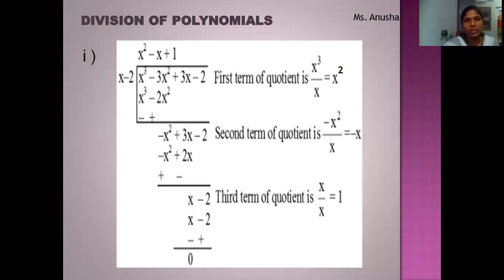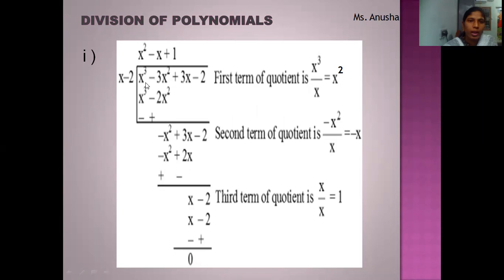Division of polynomials. So here you have to divide two polynomials. This is more or less similar to ordinary division, but you have to follow some similar techniques for dividing the polynomials.